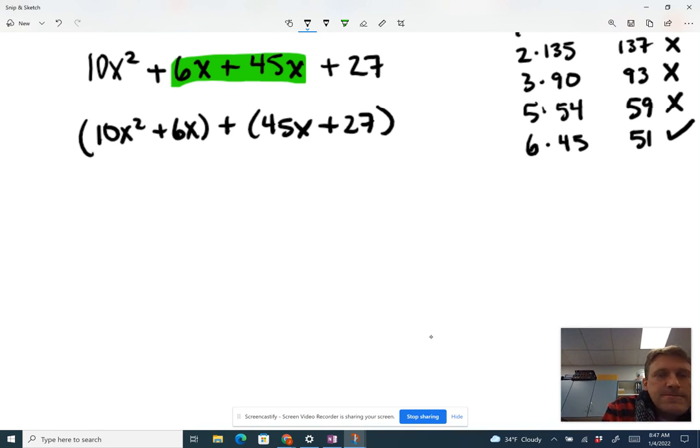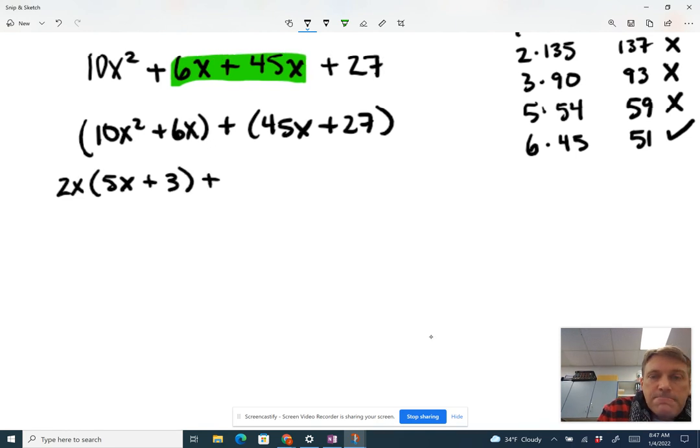And I say 2x times 5x plus 3. And over here on the other side, between 45x and 27, I think 9 will go into both 45 and 27. So I'm going to say 9 times 5x would be 45x. And then 9 times 3 would be 27.